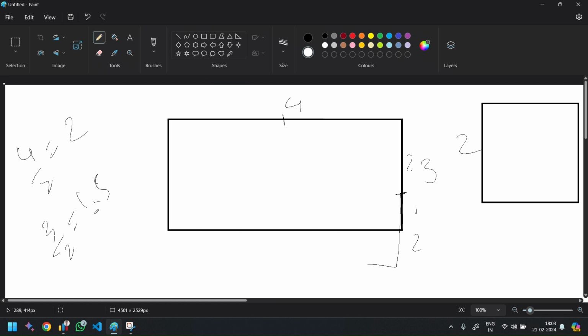1.5 converted to int gives 1, which is not our answer. At least we need 2 to cover it horizontally, one here and one here. So two we need horizontally and 2 we need vertically. So in total we need 4 squares to cover it fully.